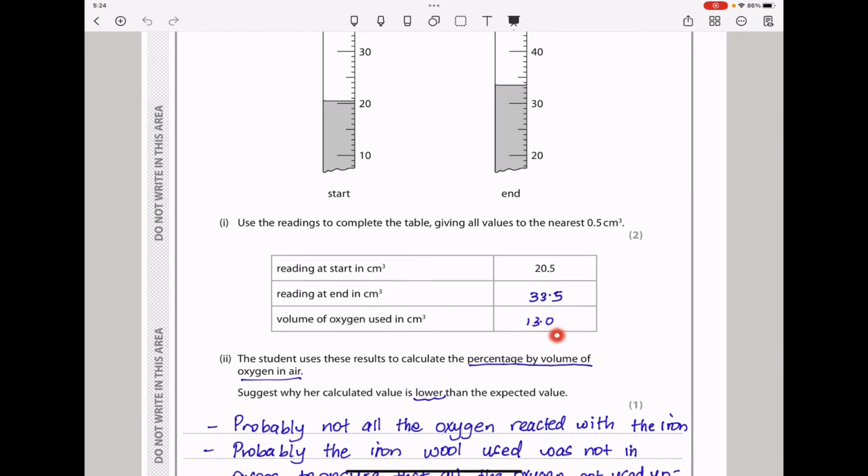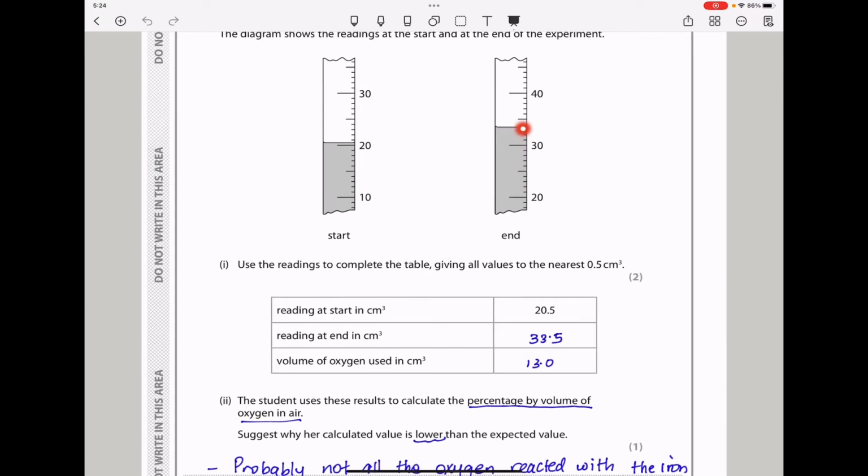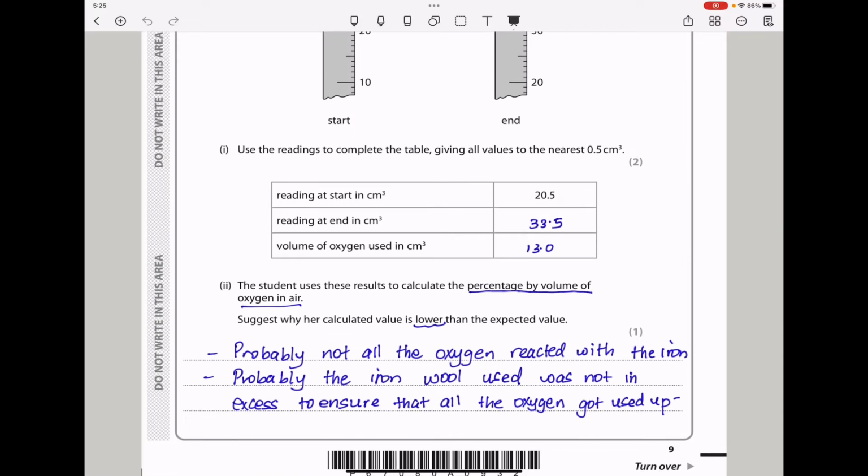If we expected a higher value, it means we would expect the volume here to be higher, and that means more oxygen would have been displaced. However, if less has been displaced and therefore we have a lower value, that means the oxygen did not get used up, so we would have used excess iron in order to remove oxygen by making it react with iron. If iron was the limiting reagent, then oxygen is going to be left. So I said, probably not all the oxygen reacted with the iron, or probably the iron wool used was not in excess to ensure that all the oxygen got used up. So any of these would earn you the mark that was awarded here.